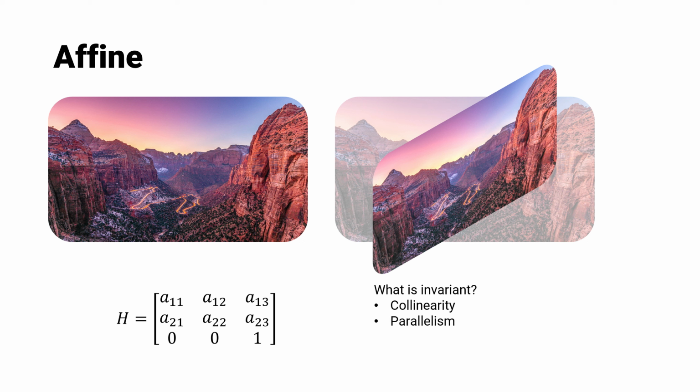Right? So parallelism is invariant. If 2 lines were parallel before the transformation, they will still remain parallel after the transformation. And the ratios of length like before are going to be invariant. So how many degrees of freedom? This is fairly easy to see. You can read it off. It's 6 values. So the number of point pairs is 3.